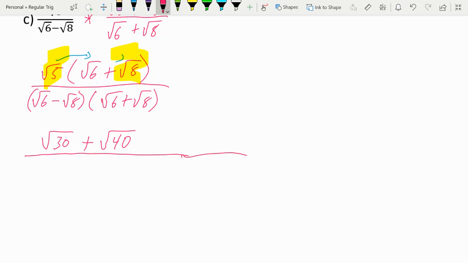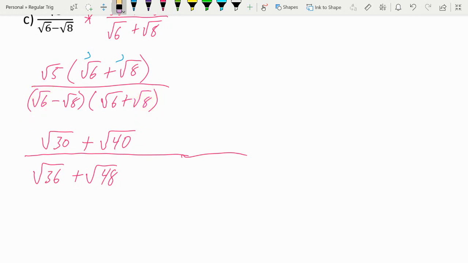Now, the denominator. Square root of 6 times the square root of 6 gives me the square root of 36. And again, I'm hoping me highlighting with color is helping. Square root of 6 times the square root of 8 gives me plus the square root of 48. Right? 6 times 8. They're both underneath the square root. Multiply them together, leave it underneath the square root.